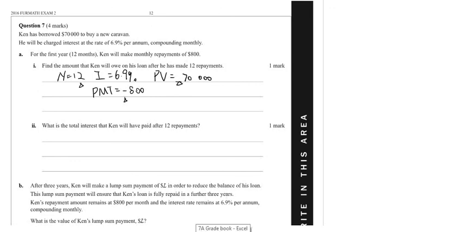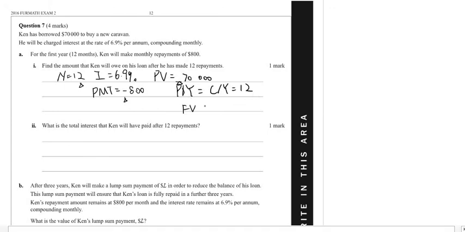Now PV and CV are both equals to 12. Then you need to find out your PY and CY. PY equals to CY and they both equal to 12. So you need to find out your future value from the calculator. And in your calculator, you'll have it as this amount. Okay, so just press enter at your future value. So that's how much that he's owing after 12 repayments.